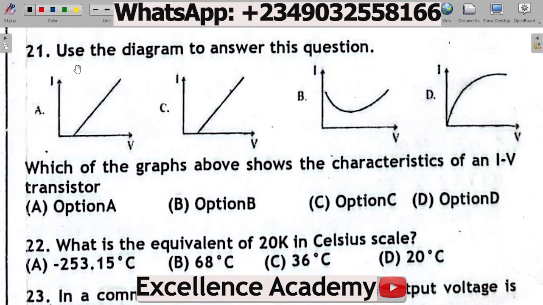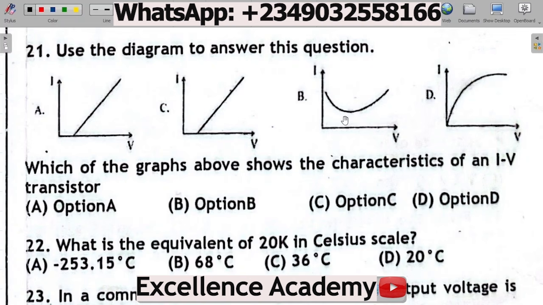Question 21 says, use the diagram to answer this question. So you have this diagram here. Which of the graphs above show the characteristics of an IV? All right, IV means current voltage transistor. Option A, that's this. Option B, that's this. Option C, that's this. Option D, that's this.